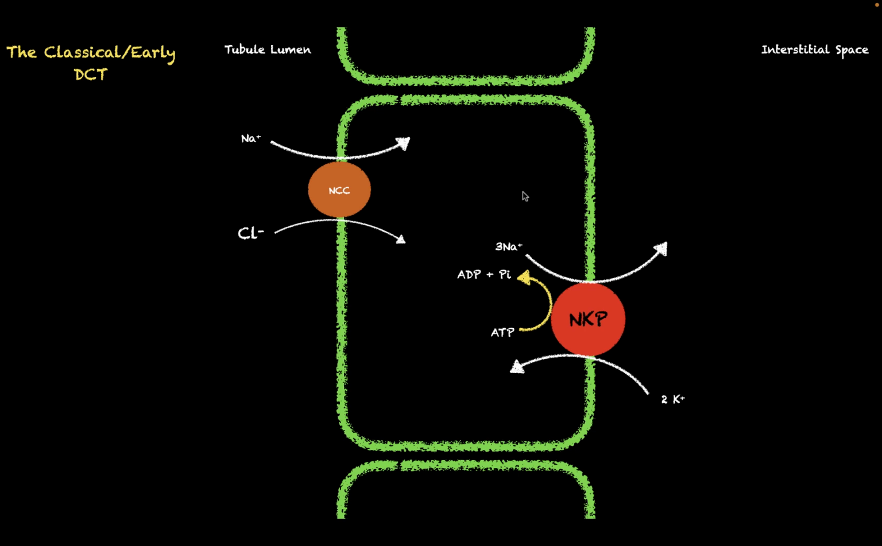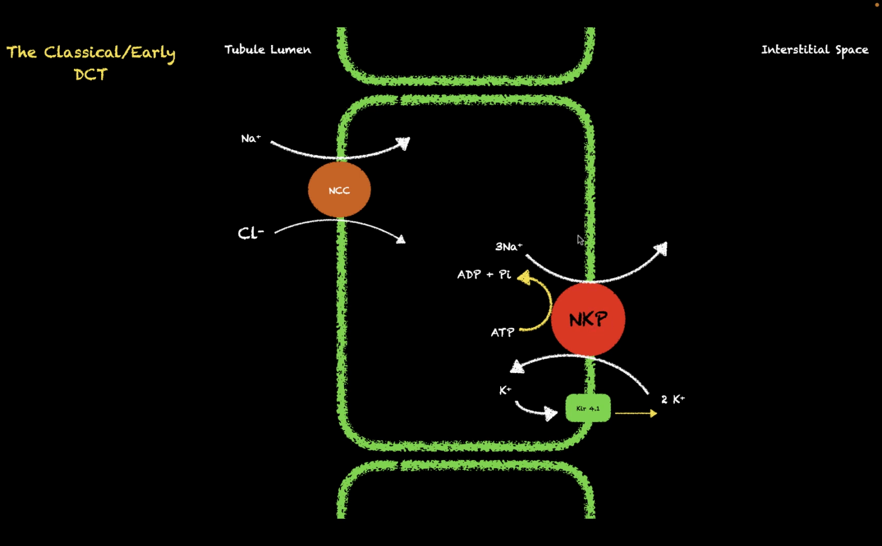On the basolateral membrane, we also have a potassium channel. The potassium channel allows potassium to move from the inside of the cell to the interstitial space. What this helps to do is keep the sodium-potassium pump active. It helps to recycle potassium, so it keeps this pump working.